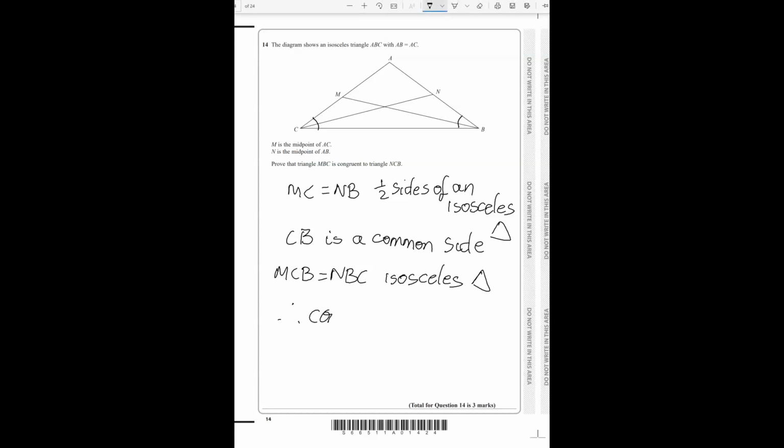Therefore congruent, but we must state the rule of what we're using to prove they're congruent, which is side, angle, side. Side, angle, side, and exactly the same on the other one. Okay, and they do like to see that actually written down.